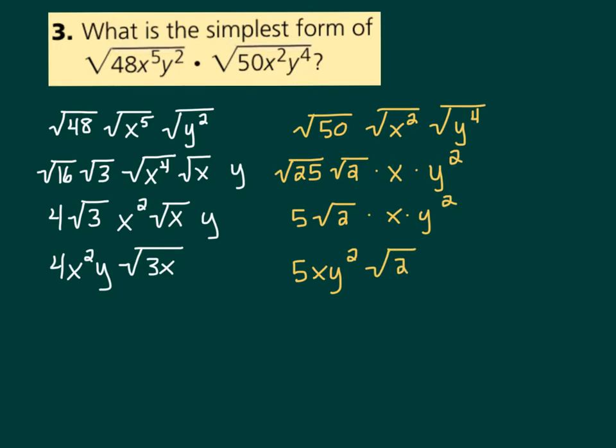We now have to multiply this by this, which is a process of multiplying what's outside the radical by what's outside the radical, and multiplying what's inside the radical by what's inside the radical. So our final answer will be 20x cubed y cubed times the square root of 6x.